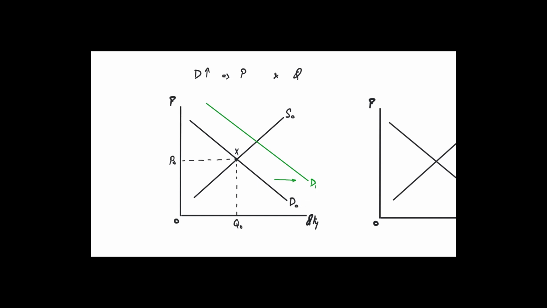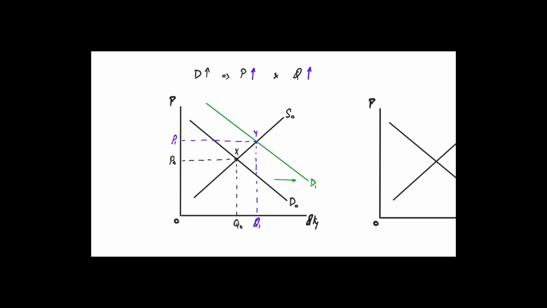As a result, initially I am going to have a shortage, and that shortage will signal the producers that prices need to go up, and as the prices go up, we will come to a new equilibrium. Let's say it's Y, with a higher price and a higher quantity traded.